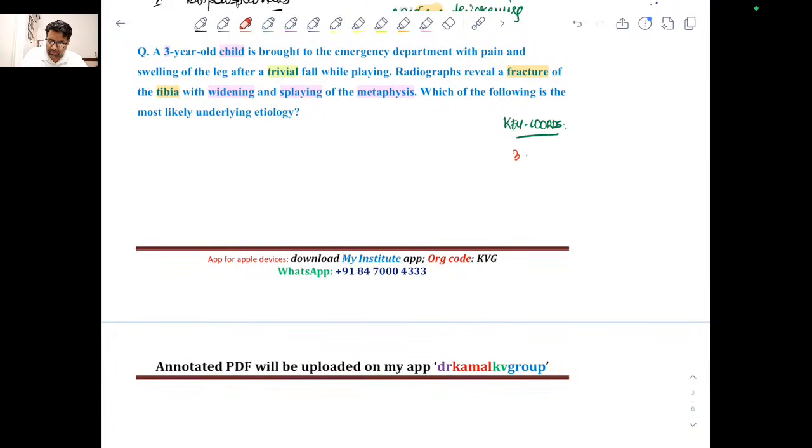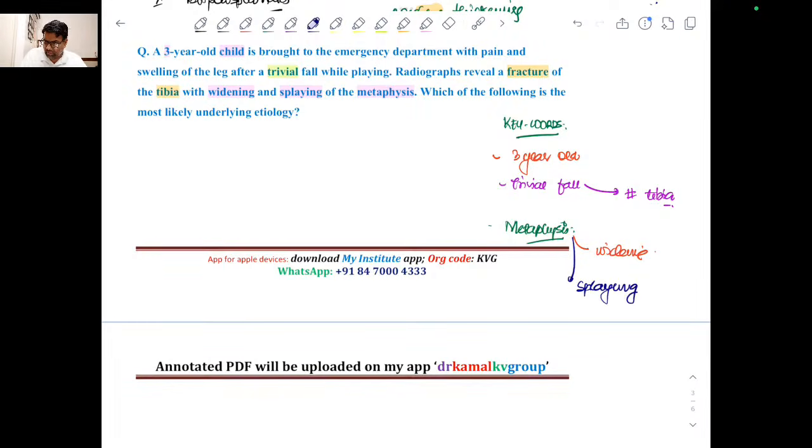So one is a 3-year-old child, then there is a trivial fall, and after this there is fracture of tibia, right? But what is importantly given here, if you look at the metaphysis, it is showing two changes. One is widening, but most importantly this is splaying. Okay, so the moment you find the word splaying of metaphysis, there is only one entity which should come to your mind. So splaying of metaphysis, the answer has to be rickets. Clear? The answer has to be rickets.